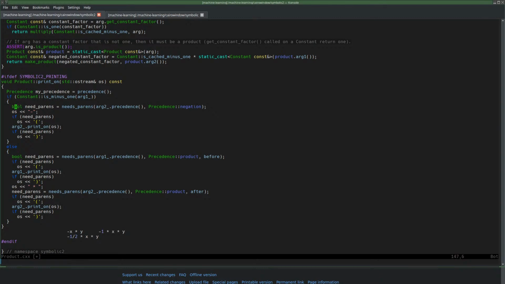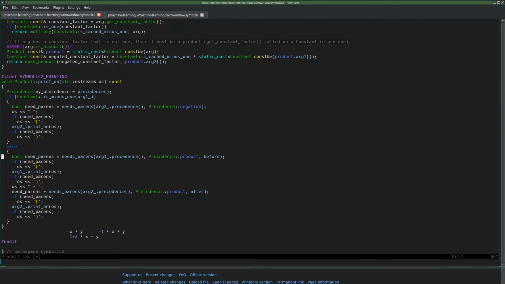So we can ask the second thing what it is. Ask the precedence of argument 2 if it needs parentheses when being put after a negation. So the sum should return true and the product should return false. And I think it does, so that part works.